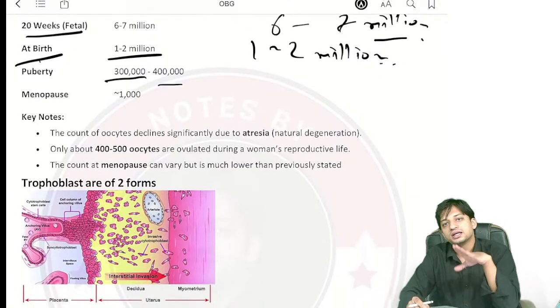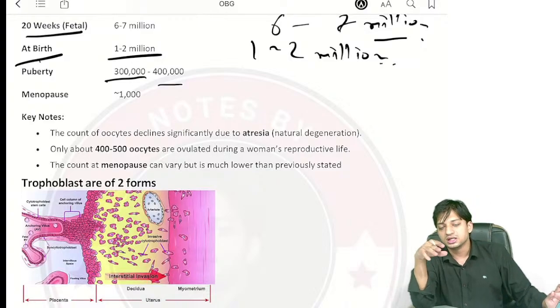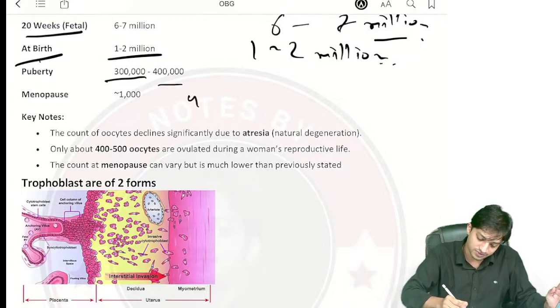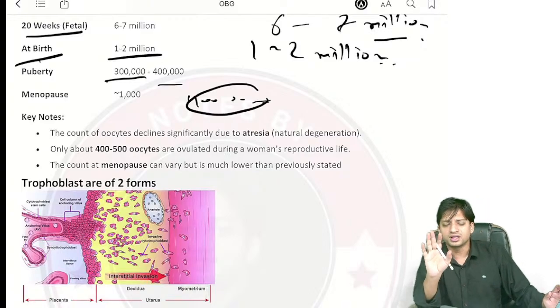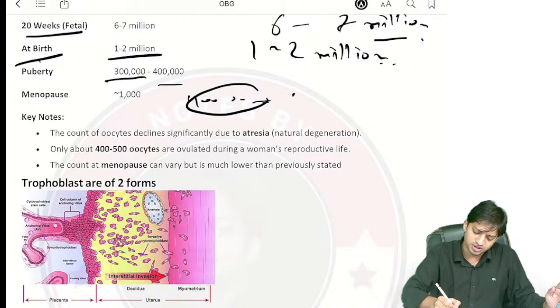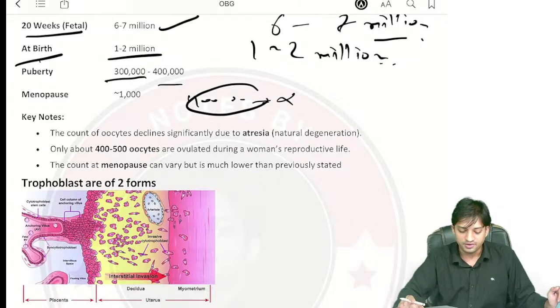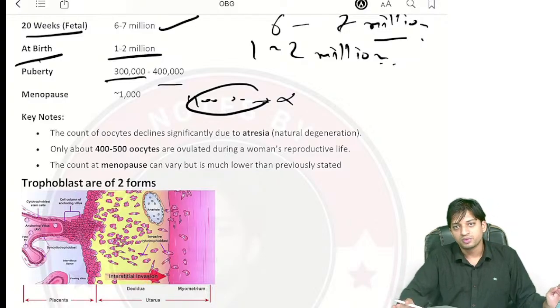At the end of menopause, the oocyte count decreases very much, and it nearly reaches approximately 1000. Some books also write 400 to 500 oocytes, but it's okay. Approximately 1000 is the value you will have to remember. They don't ask this very much. The most important thing they ask is: in intrauterine life, you have 6 to 7 million oocytes by 20 weeks of IUL, at birth 1 to 2 million, and at puberty 3 lakh to 4 lakh.